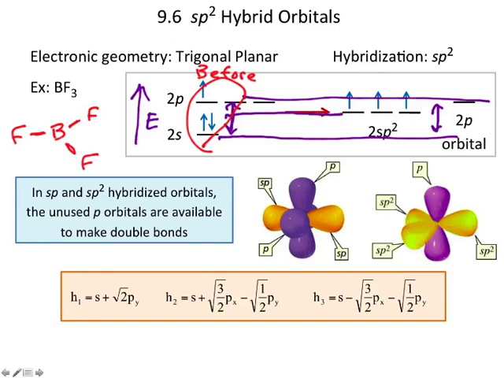This p orbital is still here. It's unhybridized. We use it when we make double bonds, so don't forget that it's here. But at the moment we're just going to say it's kind of a leftover thing we're not touching when you make these nice single bonds. And again, down on the bottom, showing how you get the math that describes the hybrid orbitals from the math that describes the various s and p orbitals here.